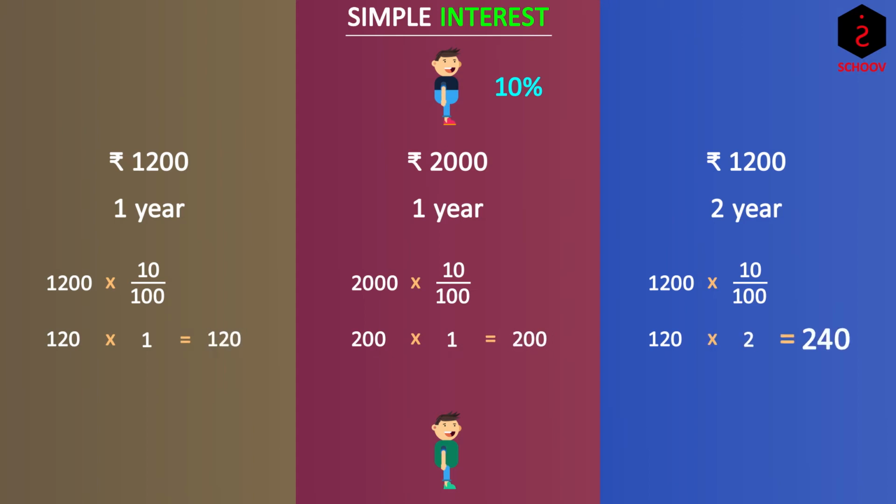Now, it is fair. More original amount in second case, meaning more money than first. Or more time in third case, meaning more money than first. So, multiply by 1 in the calculation too. And you can see that in the third case, even the original amount 1200 is less than 2000 in second case, but the extra amount is more. 240 is greater than 200.